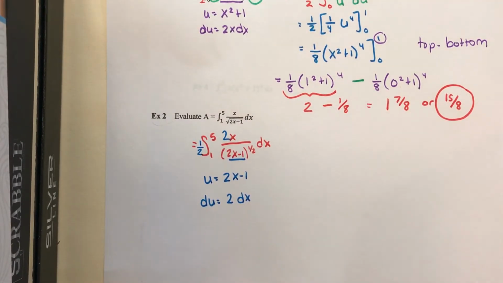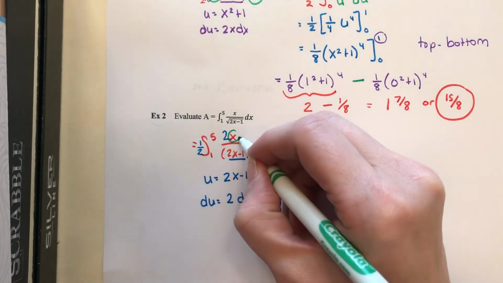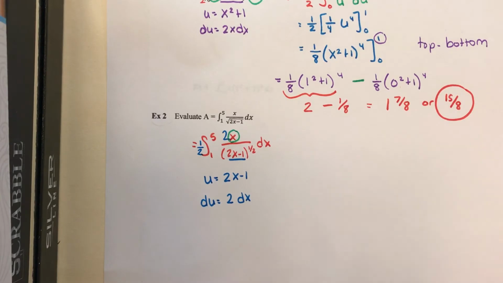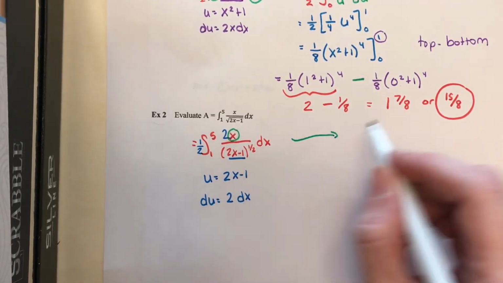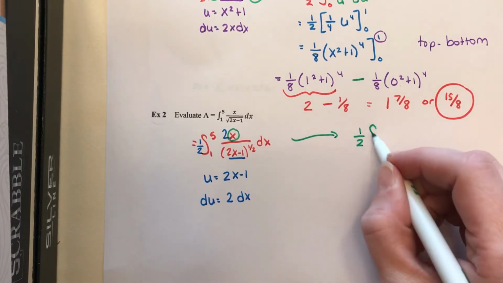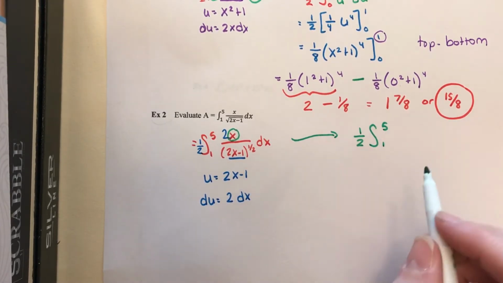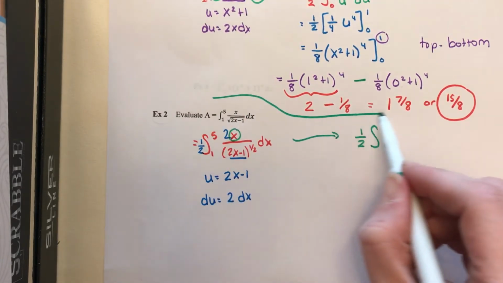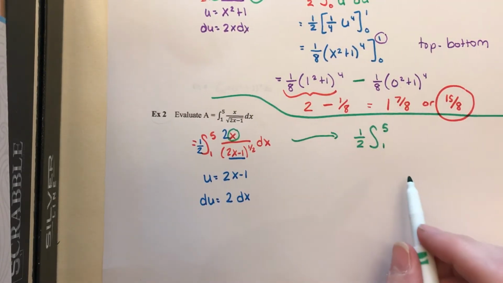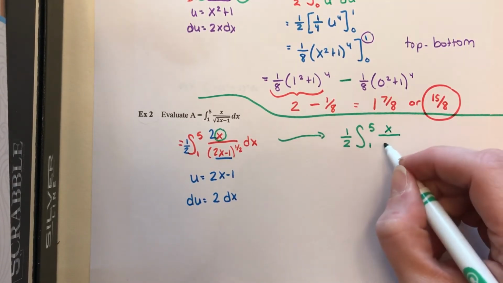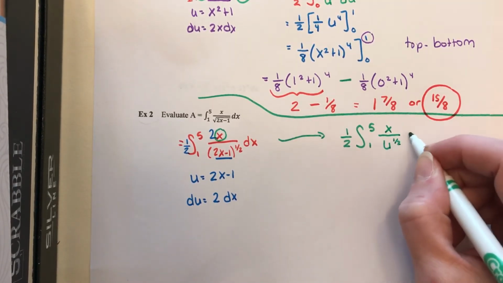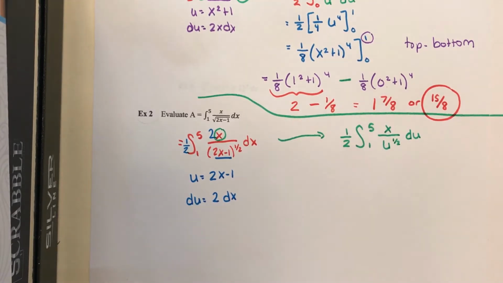The only issue that I have in this one, this is like the difficult question from part 2, is I have an extra x in the problem. So I'm going to right away just go ahead and rewrite my problem with what I have now. 1/2 integral 1 to 5. Draw a line here so we don't get these two questions confused. x over u to the 1/2 du.